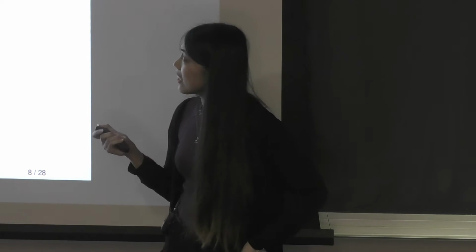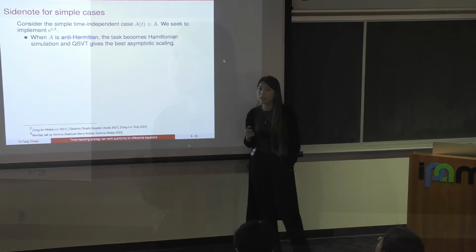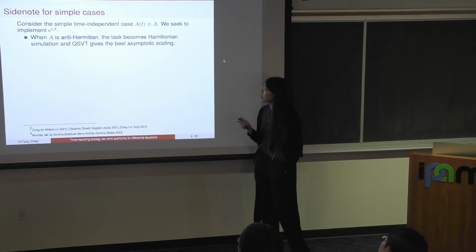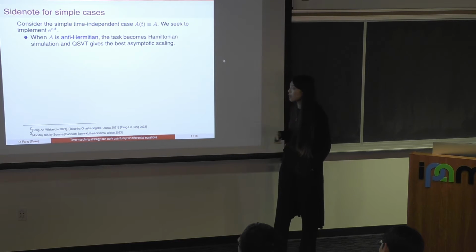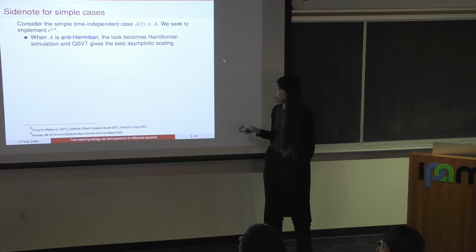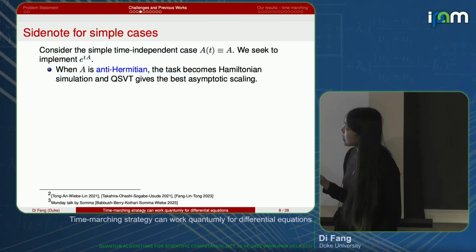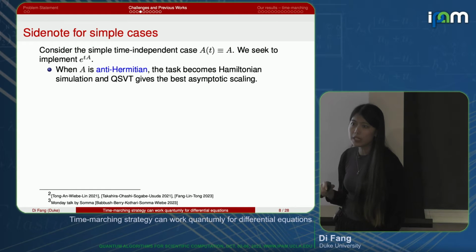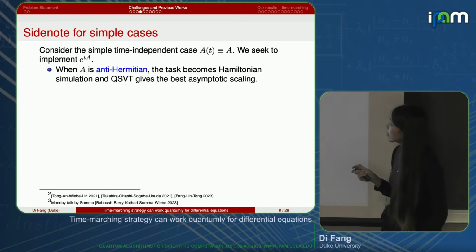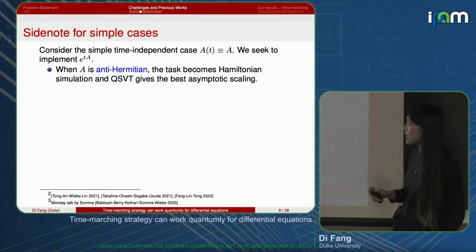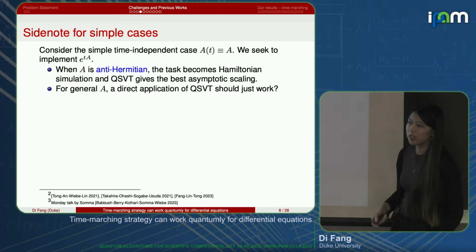All right. Here, I want to say a little bit about a side note. Throughout my talk, I will mainly focus on the time-dependent problem. You can also ask, what about the time-independent problem? I would say maybe this is easier. For example, if it's time-independent and, on top of that, A is anti-Hermitian, then we are going back to the time-independent Hamiltonian simulation case. We know that the best scaling can be given by QSVT, for example, and it will just work, as known by the audience in this room.